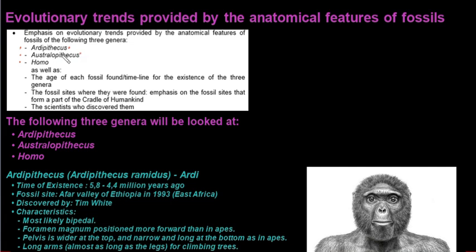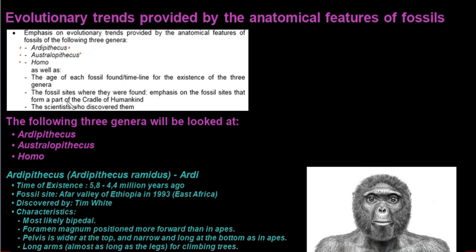Obviously, you're not going to be penalized if there's one or two letters out of place, but at least we need to be able to see that it is Ardipithecus that you're talking about and it is Australopithecus that you're speaking of. So get those words down. What we'll be looking at with these three is the age of each fossil found, or the timeline for the existence of these three genera.